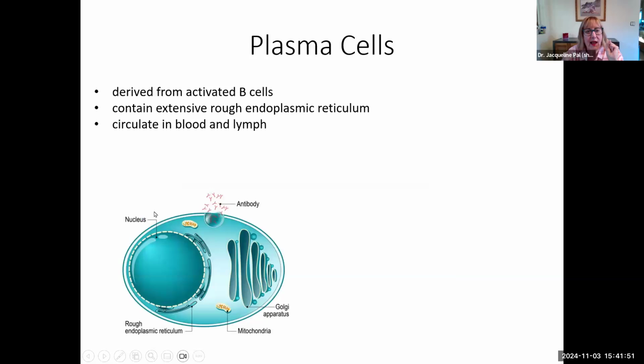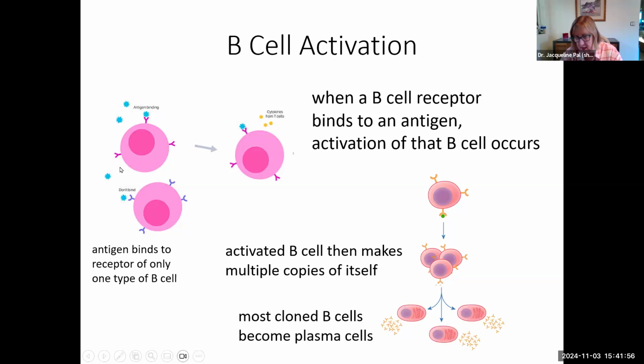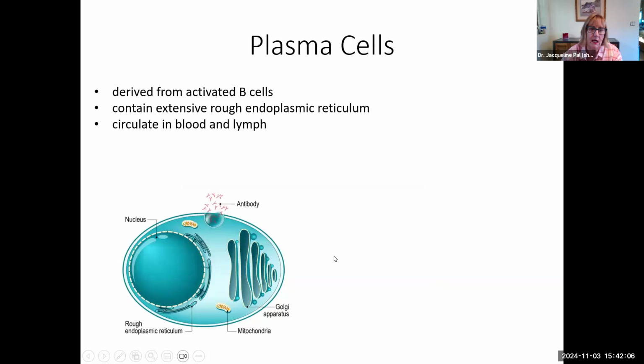So here are plasma cells. As you can see, a plasma cell doesn't exactly look like a B cell, because remember, B cells are round cells, and between 70-90% of the cell was a nucleus. But in a plasma cell, it's a little bit more oval. It looks kind of more like a hard-boiled egg with the nucleus pushed over to the side. And that's because the plasma cell is chock full of rough endoplasmic reticulum. And if you remember, rough endoplasmic reticulum was studded with ribosomes.